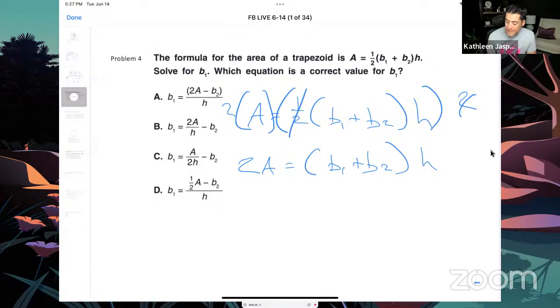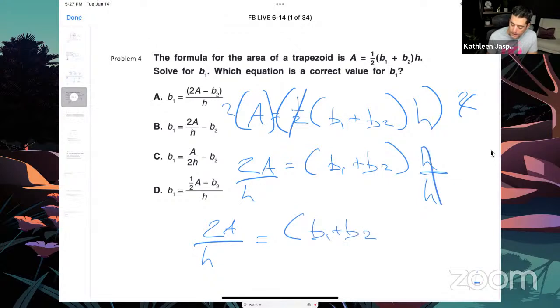I've got these in parentheses, so I can't touch them yet because of this guy right here. So if this is multiplying by the value, the opposite would be divide. So divide both sides by h. I'm now left with 2a over h is equal to the value b1 plus b2, and that cancels out. Now, this is just b1 plus b2. Even though it's in parentheses, there's nothing going on either side here. So if nothing is going on either side, I can get rid of these parentheses.